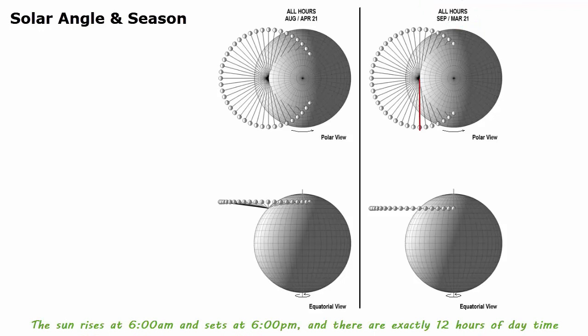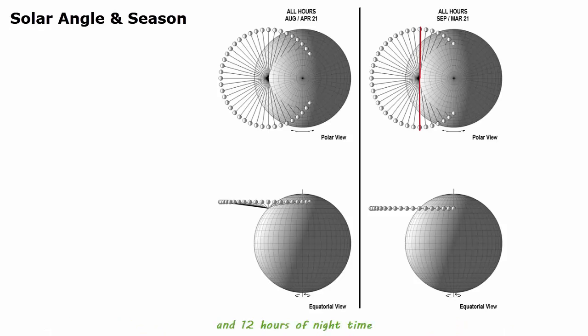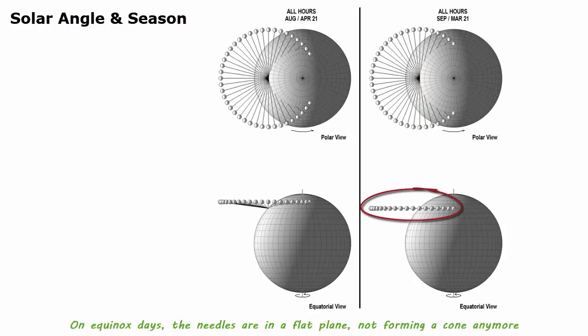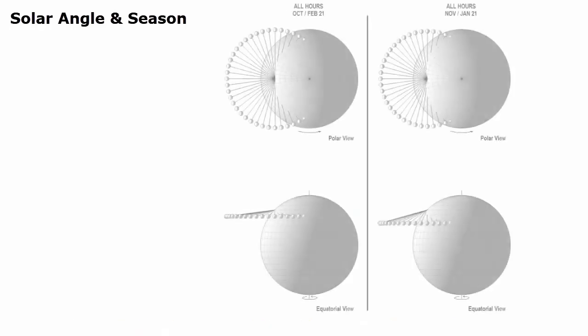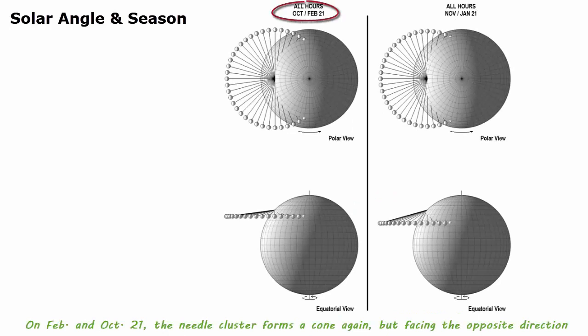On spring and fall equinoxes, which are on March and September 21st respectively, the sun rises at 6 a.m. and sets at 6 p.m., and there are exactly 12 hours of daytime and 12 hours of nighttime. On equinox days, the needles are in a flat plane, not forming a cone anymore. On February and October 21st, the needle cluster forms a cone again, but facing the opposite direction.